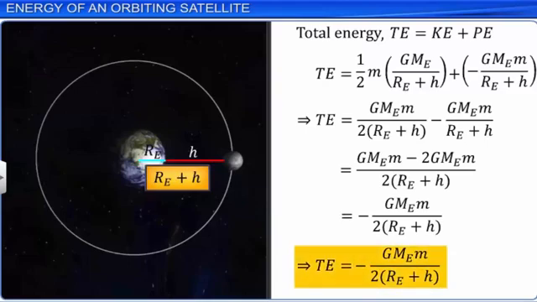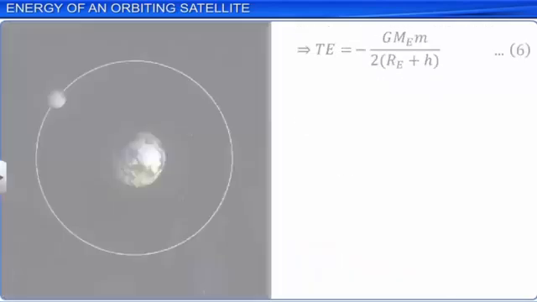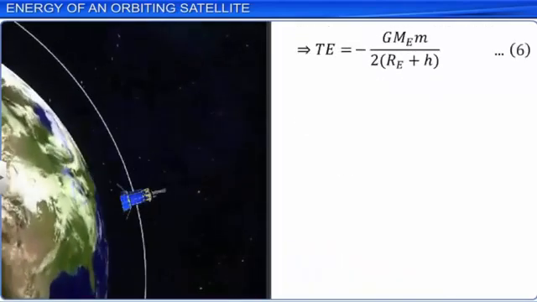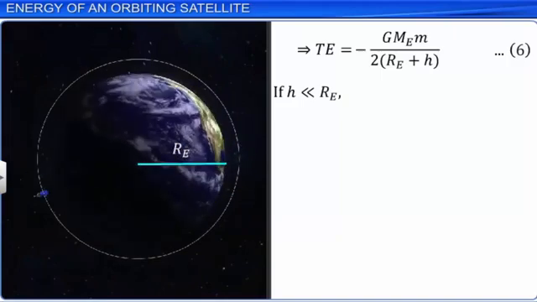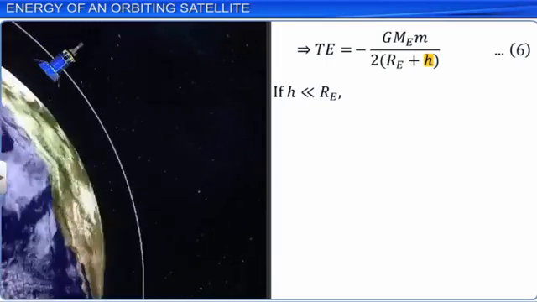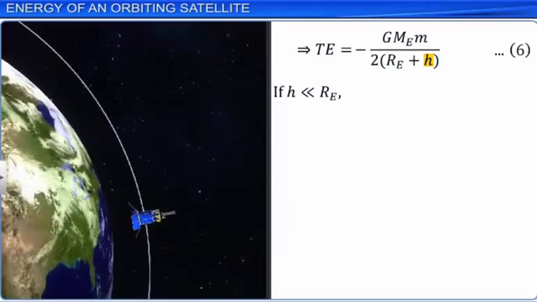Now, let's see what happens if the orbit of a given satellite is close to the surface of the Earth. In this case, the height h of the satellite becomes negligible when compared to the radius of the Earth. Thus, h in equation 6 can be neglected, and you get the expression for total energy of an orbiting satellite as TE is equal to minus G ME m divided by 2RE. Let this be equation 7.